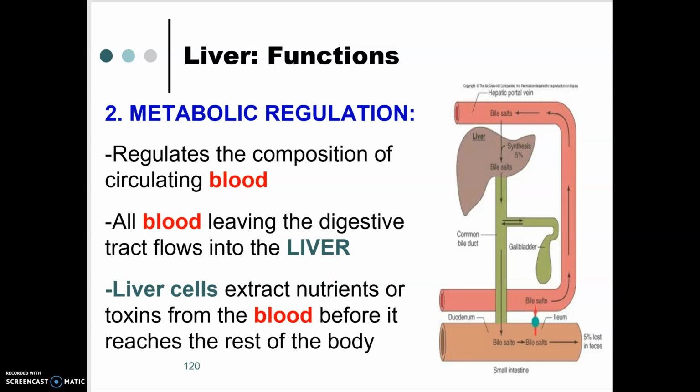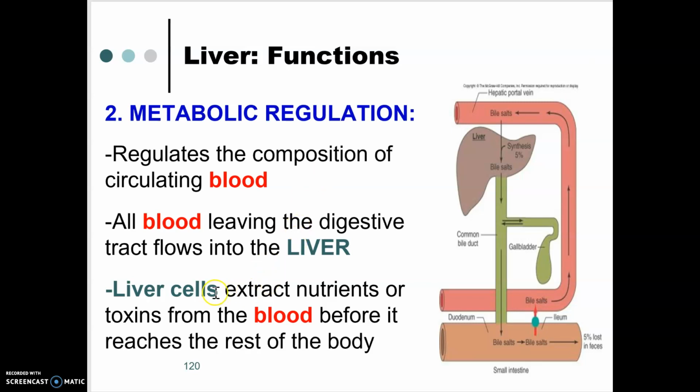But one of the major things the liver will do is regulate the composition of blood. What's circulating in the blood is generally regulated by the liver. All of the blood that leaves the digestive tract, so everything we eat, everything we absorb across our digestive tract, gets absorbed into our blood, and that blood travels directly to the liver. Okay, so anything at all that you eat is going to be fixed or filtered or processed or in some way handled by the liver before it enters full circulation in the rest of the body.